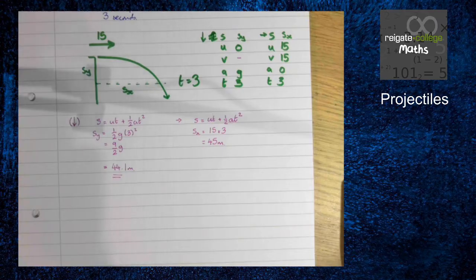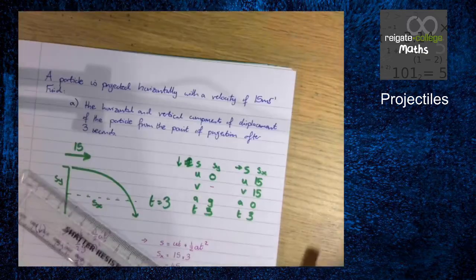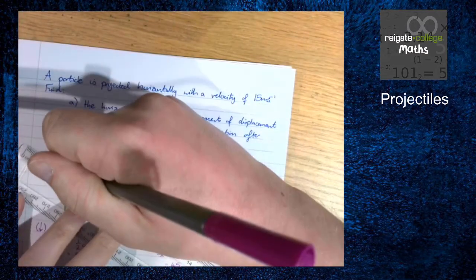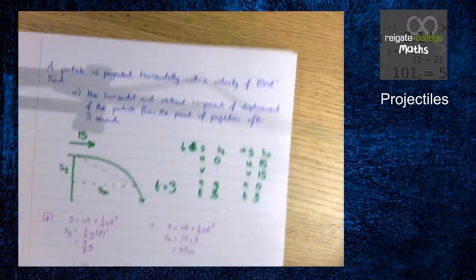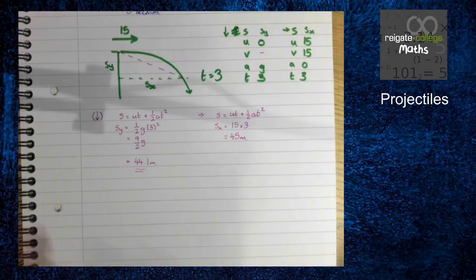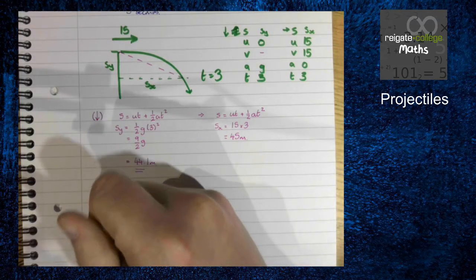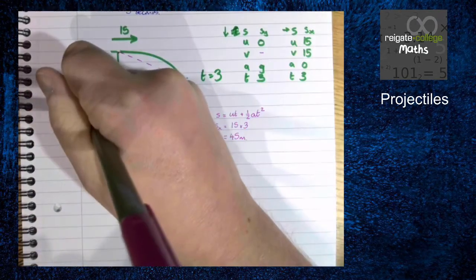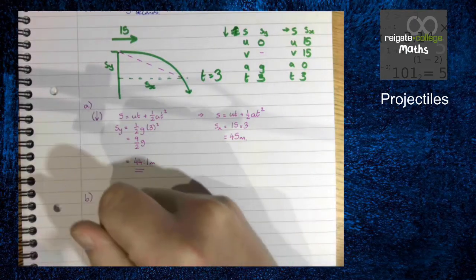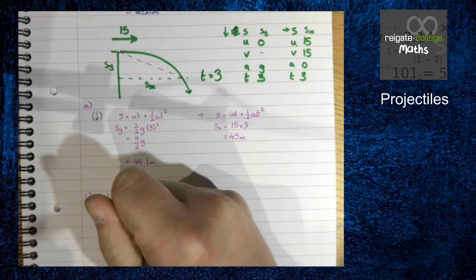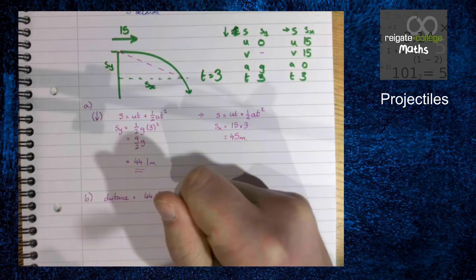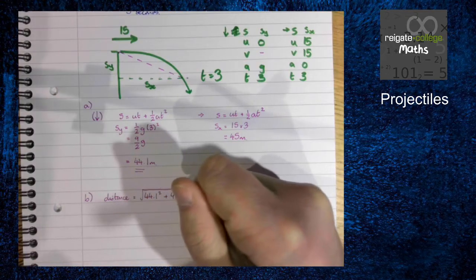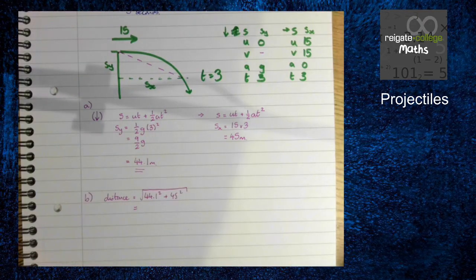Part B is we are now going to find the distance from the point of projection after 3 seconds. So for part B, we are finding this distance here. It's just a case of using Pythagoras. So for part B, the distance equals 44.1 squared plus 45 squared, all square rooted, which again we type into our calculator.